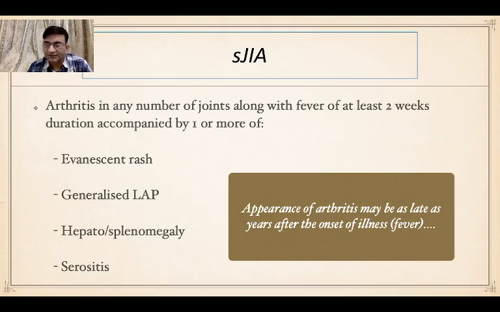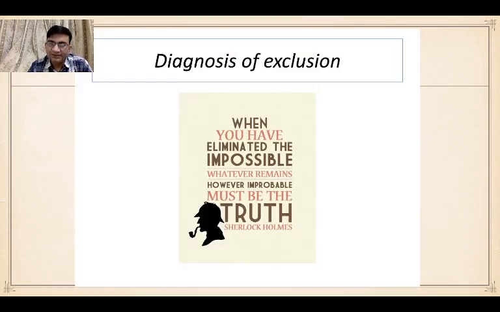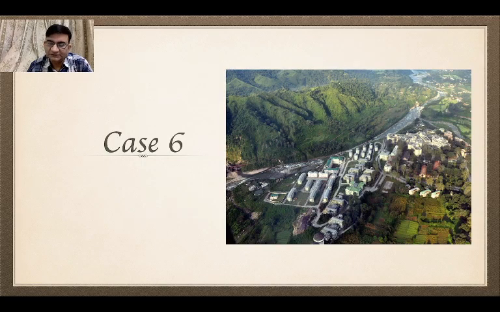So it is not easy to make a diagnosis of systemic JIA, but when we have eliminated everything that is possible, whatever remains must be the truth. What does this mean? This means that we have to exclude all the other conditions that can be thought of in such situations. So when we have excluded all kinds of infections, malignancies, then we make a diagnosis of systemic juvenile idiopathic arthritis, because the presentation is such that these manifestations can be seen in many other conditions. So systemic JIA, we must remember, is a diagnosis of exclusion.